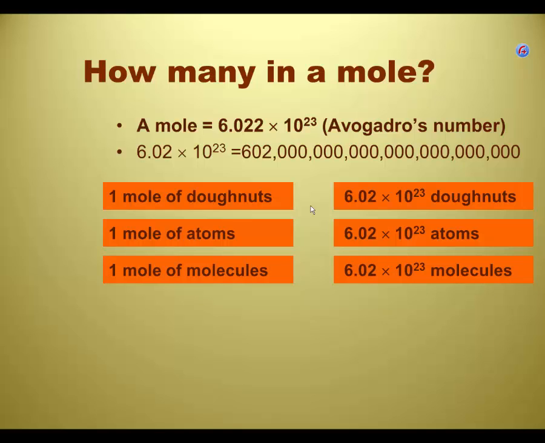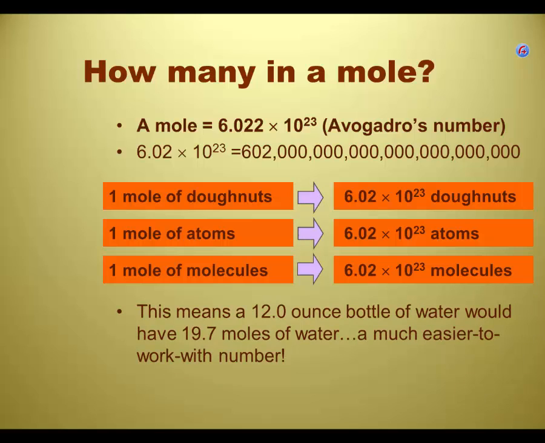All right, Mr. Chamberlain, you like this number. Why the heck would we use this number? That's because now a 12-ounce bottle of water, instead of having 1.19 times 10 to the 25th molecules or 9.89 times 10 to the 23rd dozens, we have 19.7 moles of water. This is a nice number. I can work with 19.7. I don't want to work with crazy scientific notation. So we work with this. It's much easier for chemists to work with.